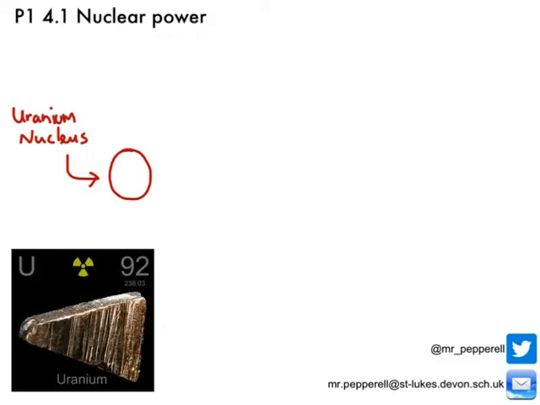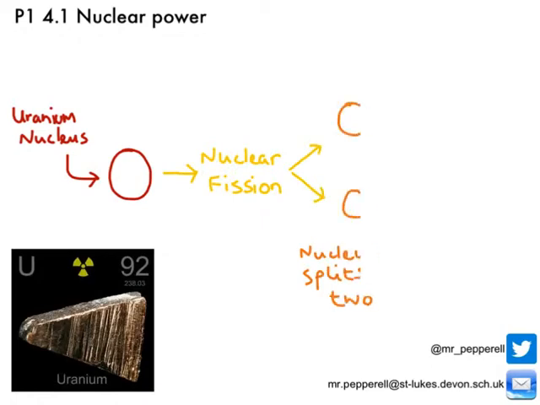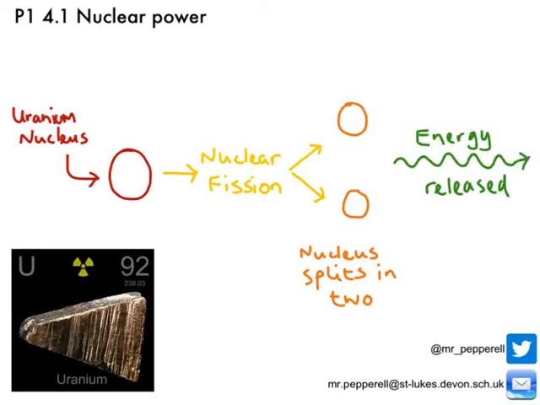But what you do need to know is that the nucleus of a uranium atom, which I've got here, is unstable, and that means it can split in two during a process called nuclear fission. So in the process of nuclear fission, the nucleus of the atom can actually split in two. So why is fission important? Well, it's really important because when those atomic nuclei split, what they actually do is release energy as heat, a lot of energy.